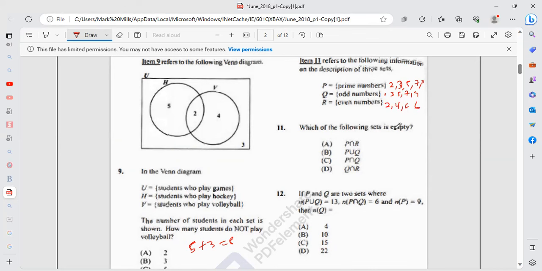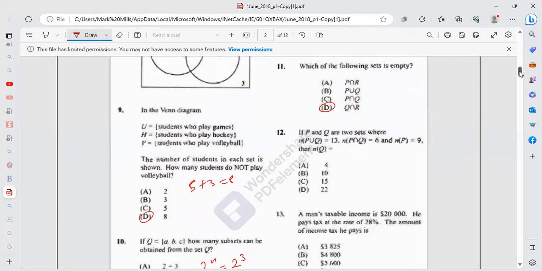And they are asking which one is an empty set. For number 11, what is the appropriate answer? Odd numbers and even numbers. There's nothing in common, so that would be D, Q intersecting with R. Thank you.